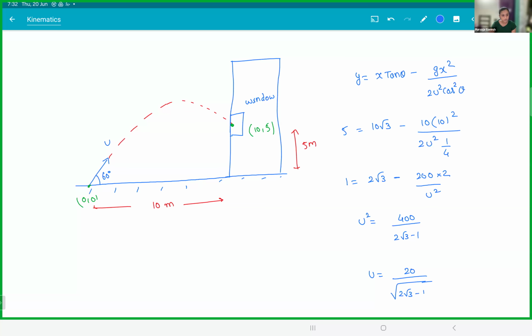Next one, we have a building of height h. This is projected horizontally. This is projected with u at an angle theta. This is projected with u at an angle theta.